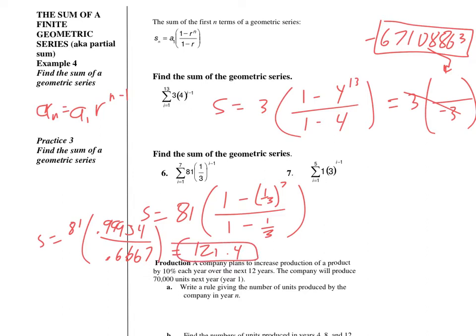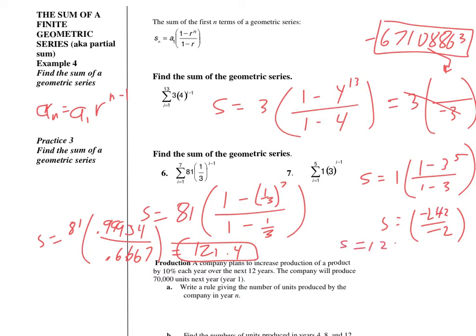All right, and then lastly here, number 7. So this one is going to be sum equals a sub 1 is 1, and then 1 minus 3 to the power of 5 over 1 minus 3. So obviously that 1 is kind of irrelevant here, so I'll leave it off. 1 minus 3 to the power of 5 would be negative 242. Divided by negative 2 is 121.